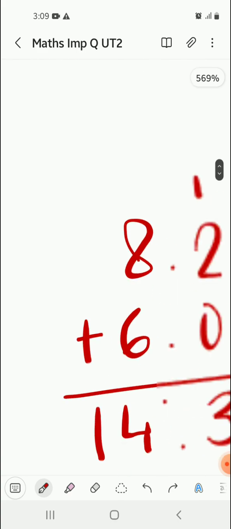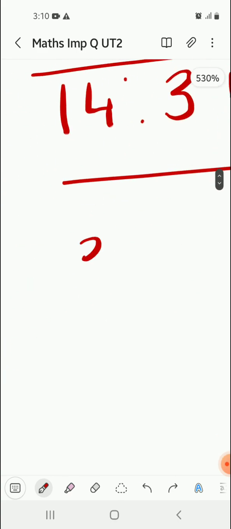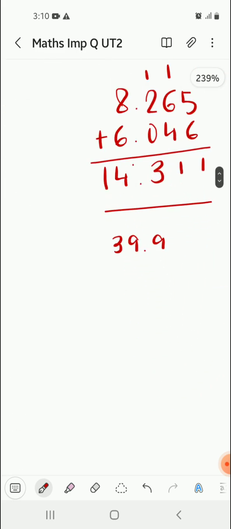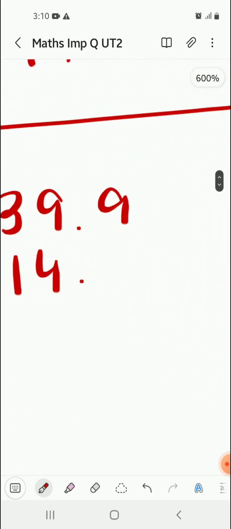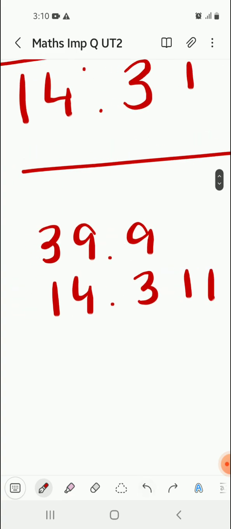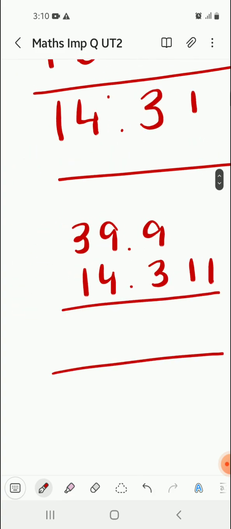39.9 kilometer actually is written like this. Then we have to write 14.311. We have to make sure the decimals are right one after another. Now we have to subtract this. We'll place zeros over here in the blank spaces, because 39.9 actually means 39 kilometer 900 meter.